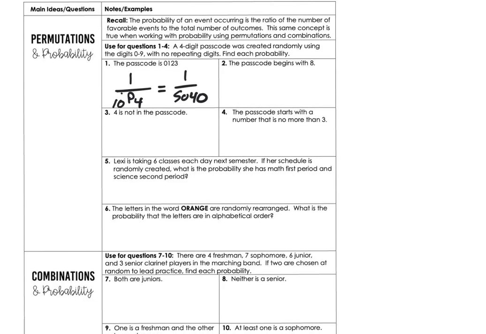Yesterday, on some of the problems, I talked about drawing blanks, and I think drawing blanks on some of these is helpful, just to see what's going on. On number 2, the passcode begins with 8. So I already know 8 is the first number in the passcode. My other 3 numbers can be anything else that I want it to be.